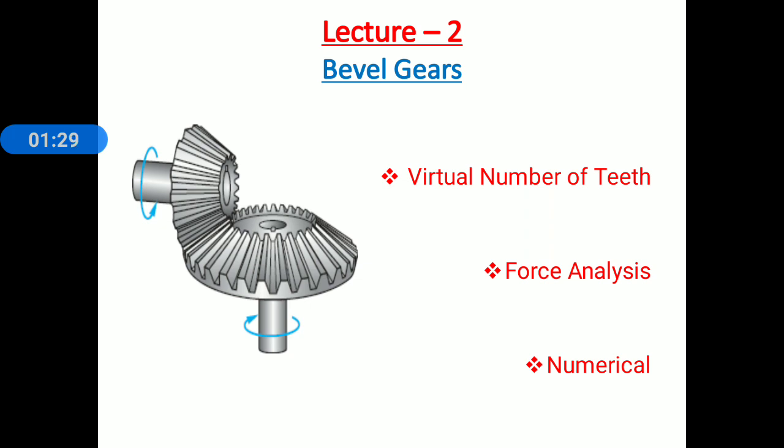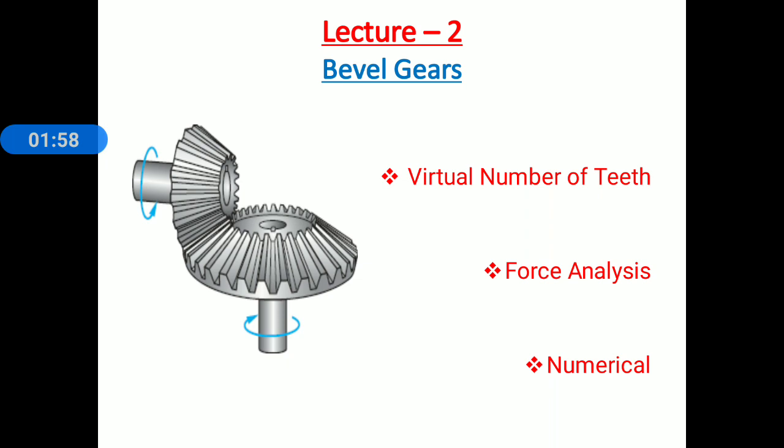The dimensions of bevel gears are always specified and measured at the large end of tooth. The addendum denoted by letter h suffix a, dedendum denoted by letter h suffix f, and the pitch circle diameter capital D are specified at the large end of tooth.